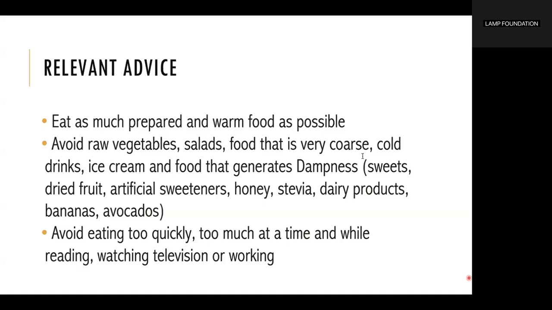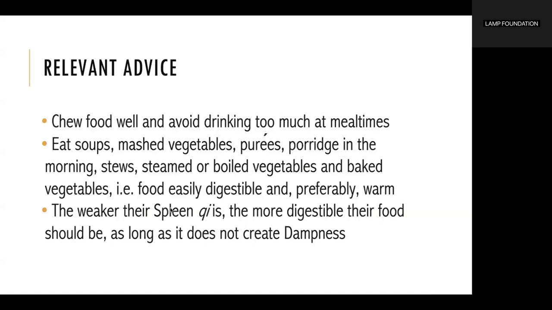They should avoid eating too quickly, too much at a time, and while reading, watching television, or working. They should chew their food well and avoid drinking too much at meal times. They will benefit from eating soups, mashed vegetables, purees, porridge and morning, stews, steamed or boiled vegetables, and baked vegetables. That is food that is easily digestible and preferably warm.